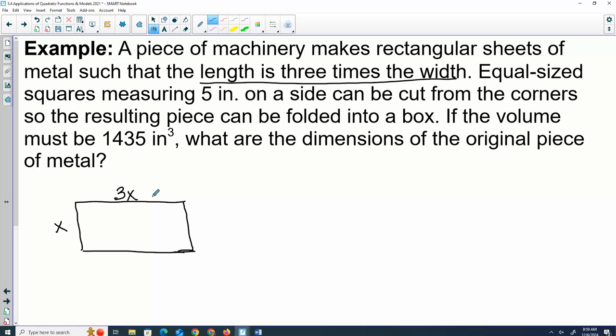So far we have a rectangle and we've labeled our sides. Equal sized squares measuring 5 inches on a side can be cut from the corners, so the resulting piece can be folded into a box. So equal sized squares are going to be cut out of the corners. So I'm going to go to every corner and cut off an identical square. Pretend those are all the same.